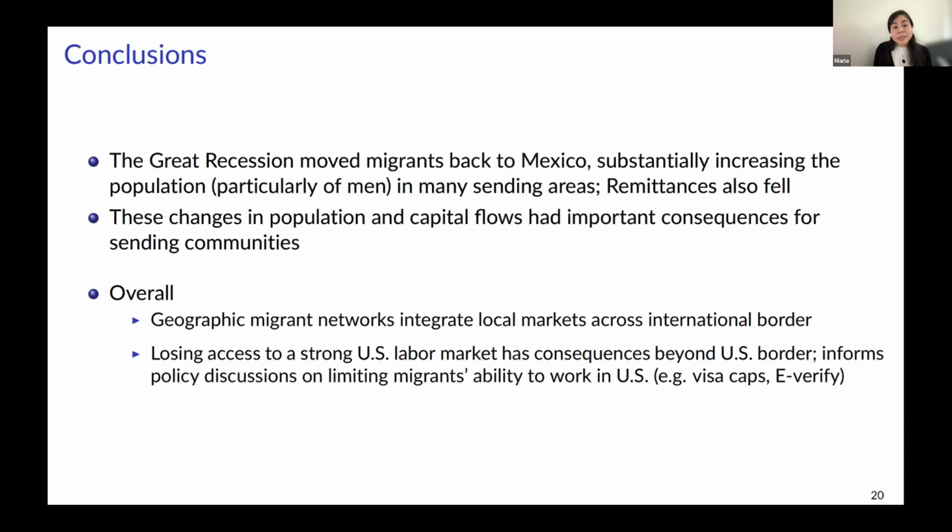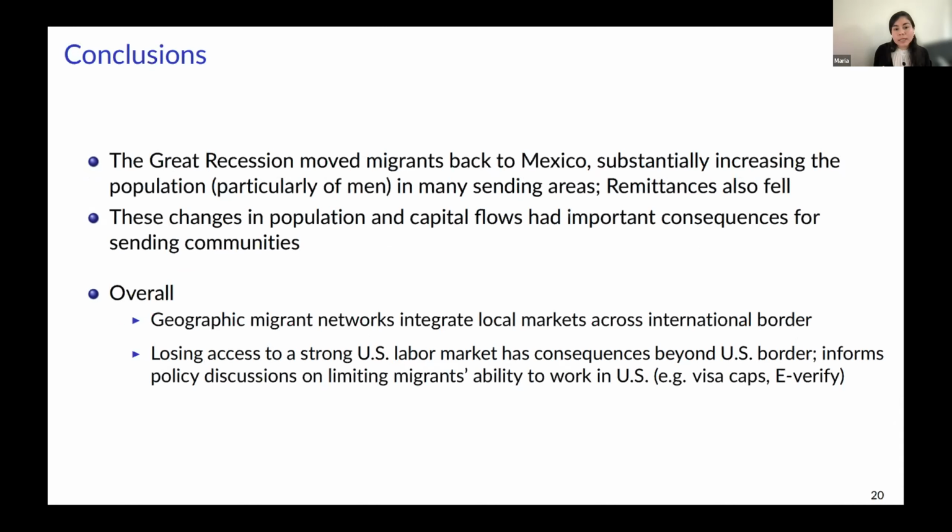So to conclude, the Great Recession moved migrants back to Mexico, which in turn increased the population, particularly of men, in many of these sending areas. Remittances fell, and these changes in population and capital flows had important consequences for these sending communities.